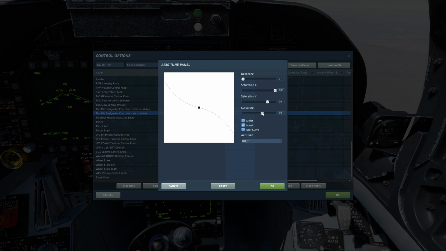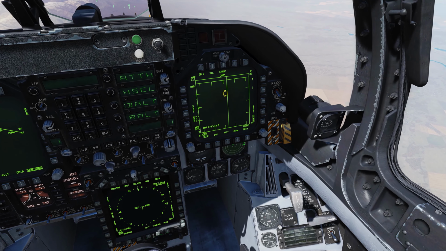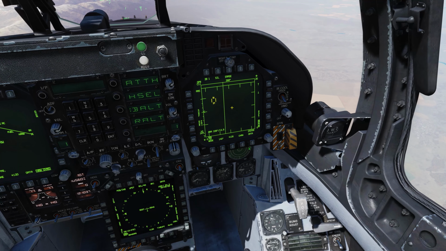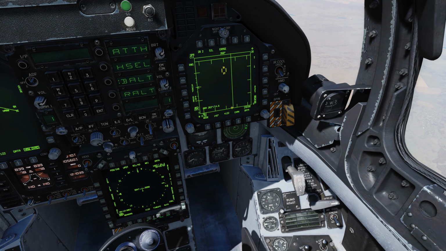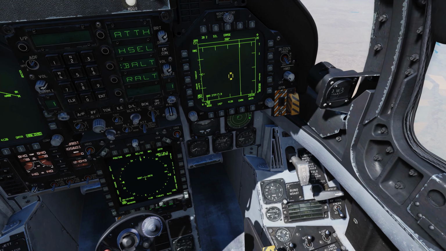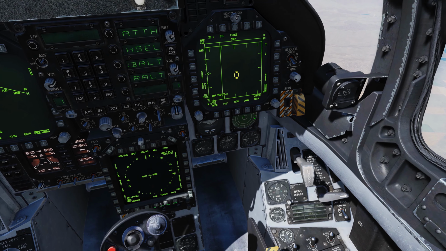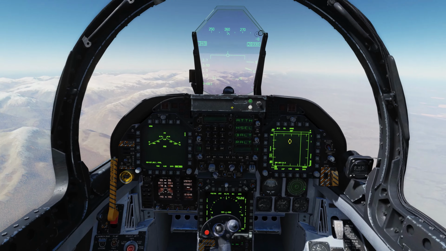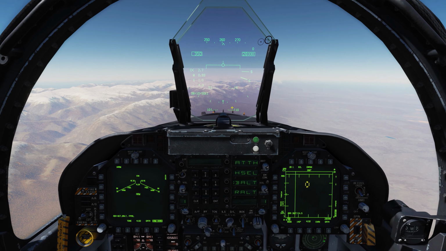We'll do the same thing here. And now, look how much slower it moves. But if I still move it all the way over, I still get that full rapid movement. But if I want just slight adjustments, I can just tap it over. Okay? I hope that this tutorial has helped you guys.